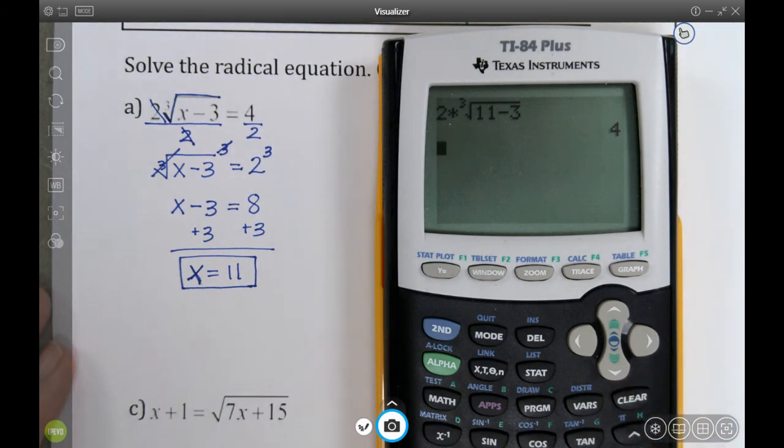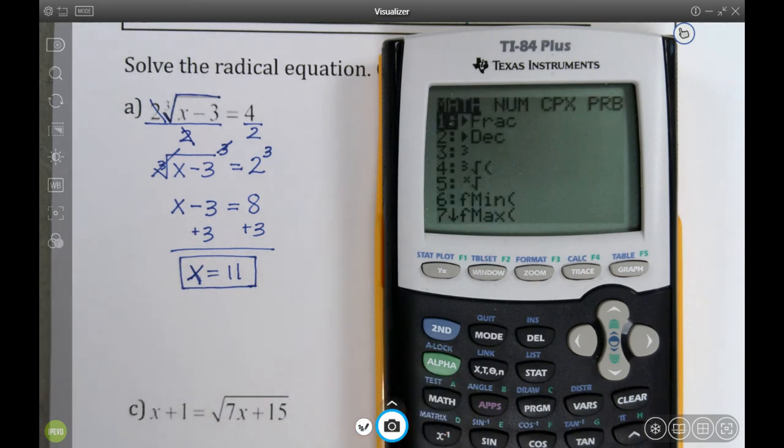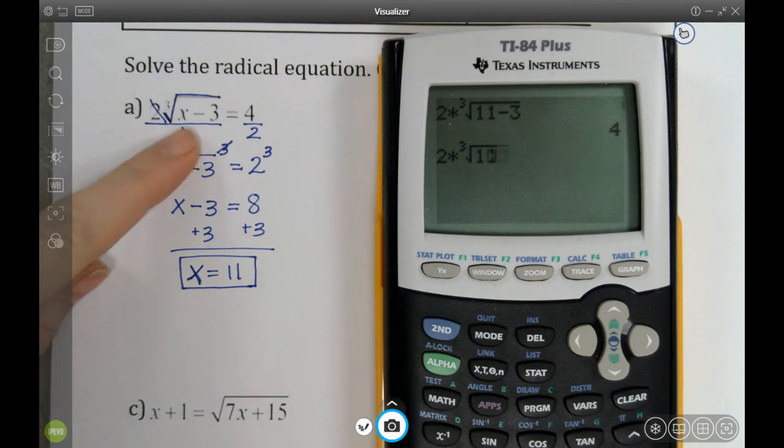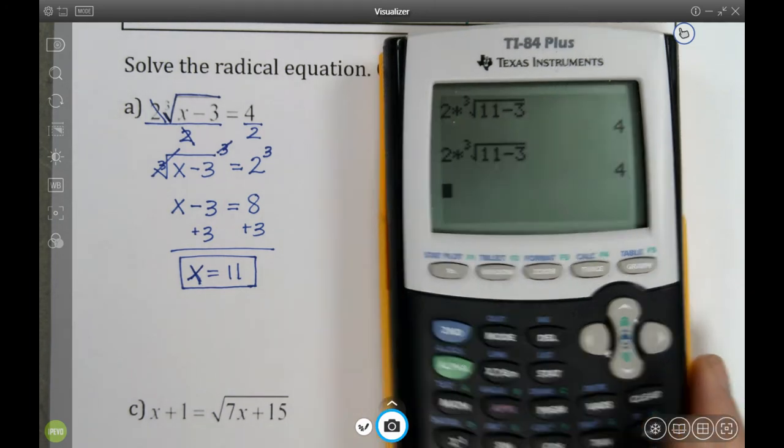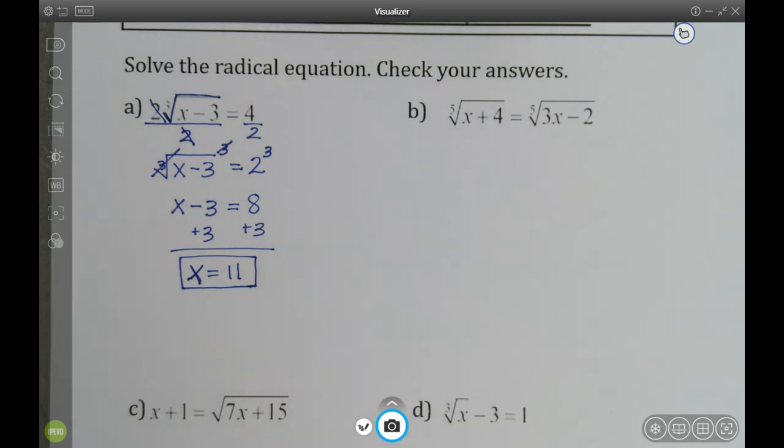Okay, so let me talk you through it again. So 2 times math, option 4 is a cubed root. I plugged in 11 for x because that was my solution. Minus 3. Make sure you use the minus and not the negative. And hit enter. Amazing. Okay, let's look at the next one. So I checked it and we're good.